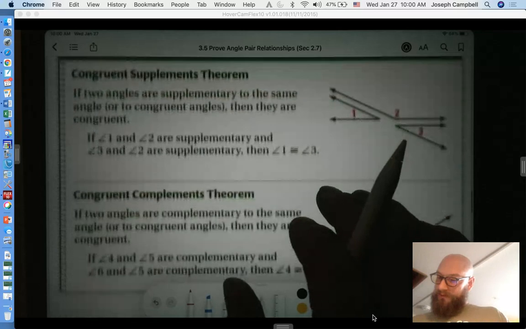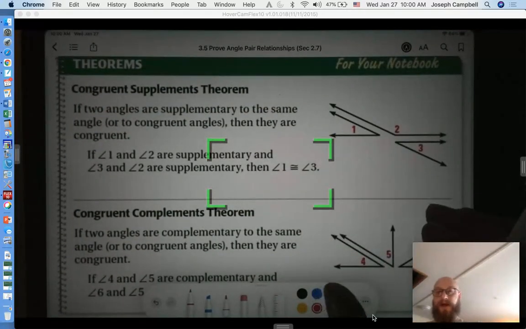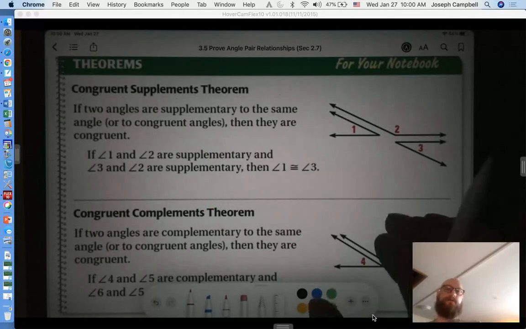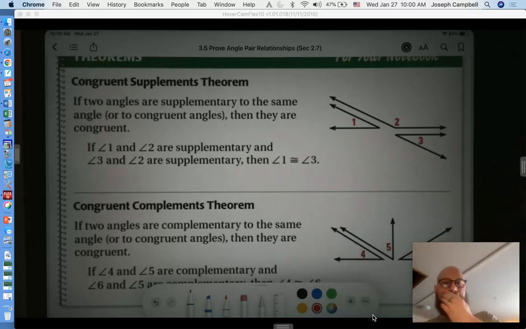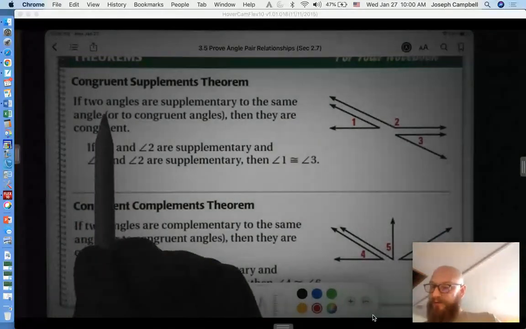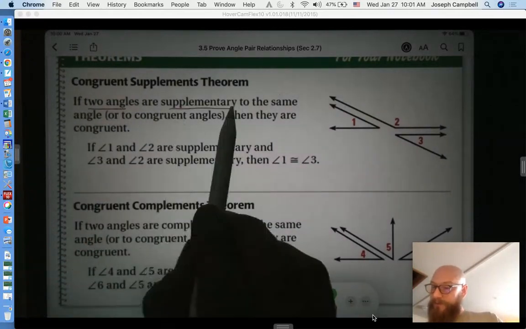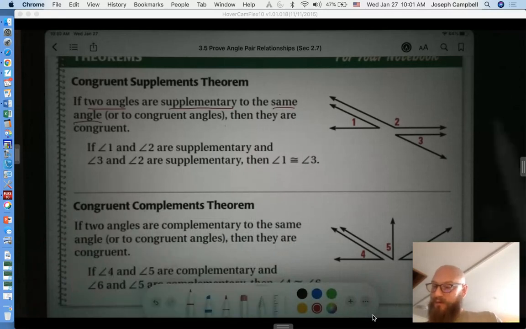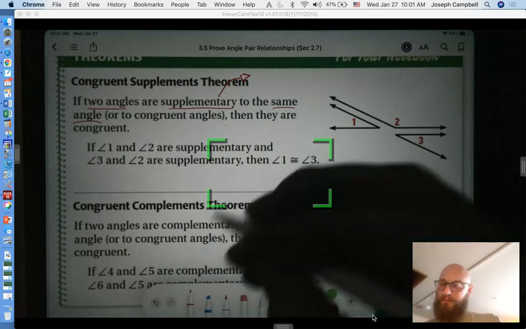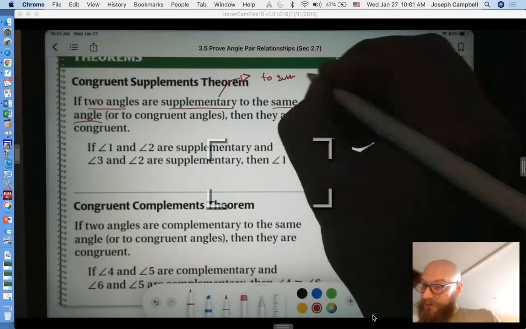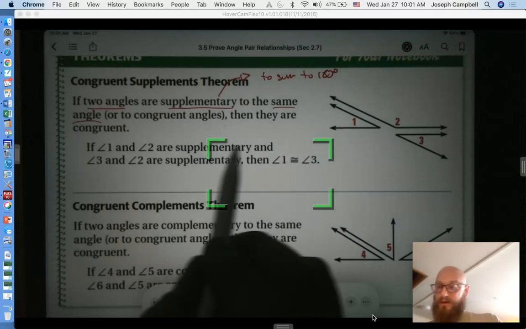Cool? All right, here are 2 new theorems. I want you to copy them down into your notebook. Okay, pause the video, write it down, read the words. If 2 angles are supplementary to the same angle, what does it mean to be supplementary again? Remember that definition? Supplementary means to sum to 180 degrees. Then they are congruent.